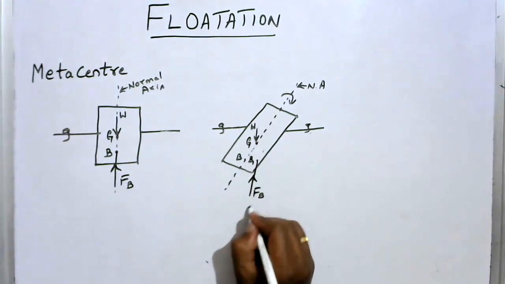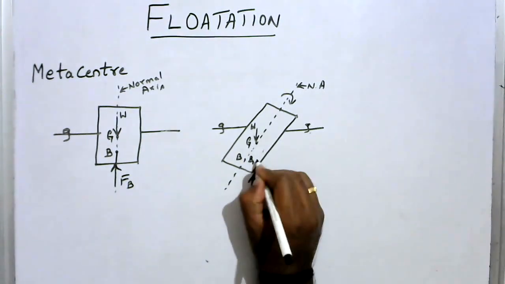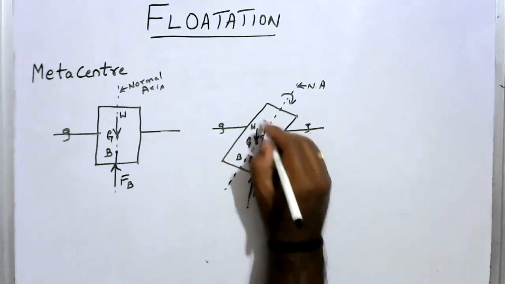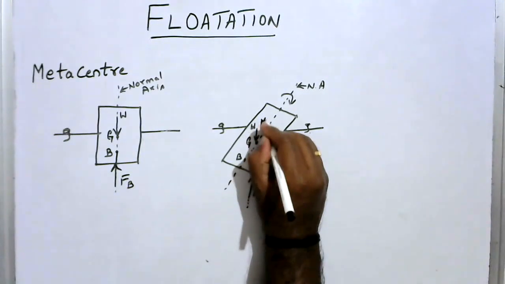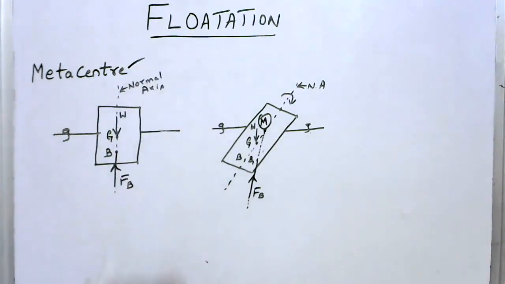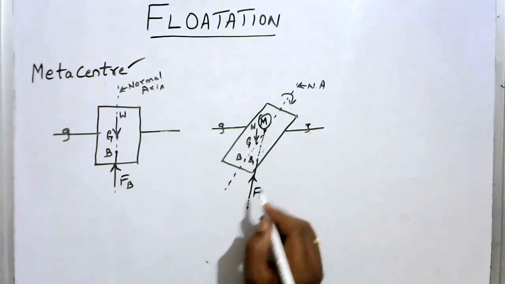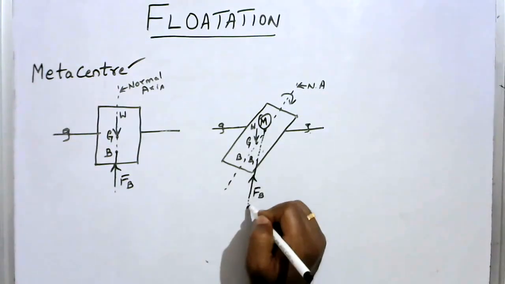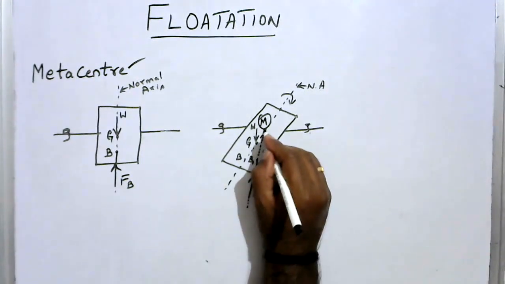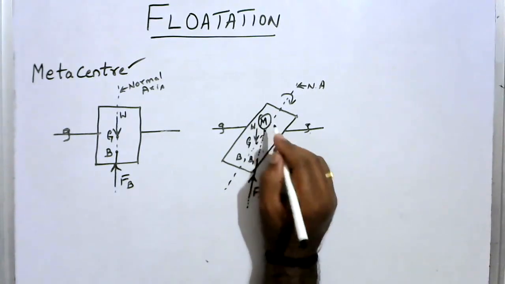Now you extend the line of action of this buoyant force where it meets the normal axis at point M. This point M is called the metacenter. So what is metacenter? It is the point of intersection between the line of action of the buoyancy force and the normal axis.